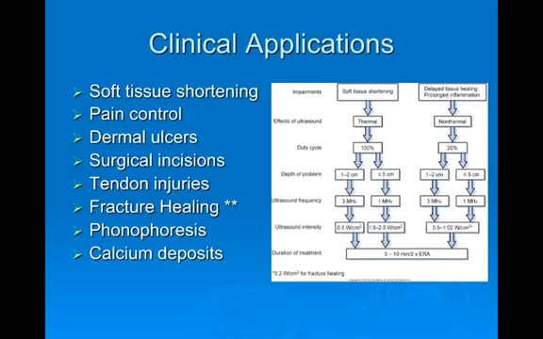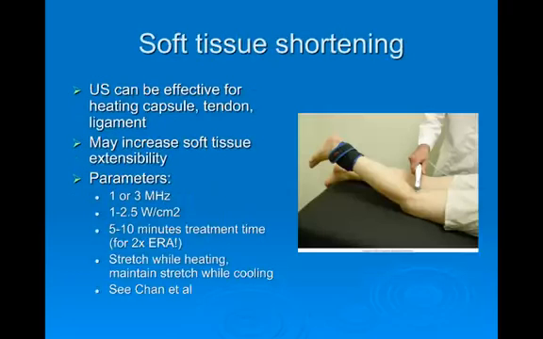Okay, one major exception to that is fracture healing, which is why I have the double star there. And so we'll look at that as we go along. Okay, so the first one that we'll look at is just soft tissue shortening. And as we looked at in the previous slides, ultrasound is very effective for heating things with collagen in them. So capsule, tendon, ligament, very good.